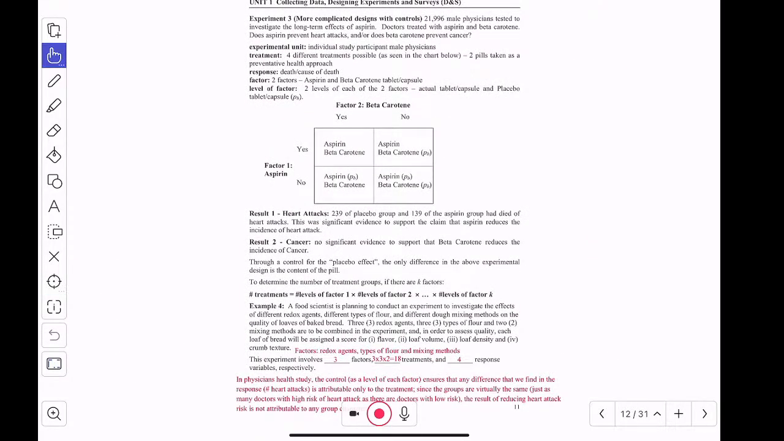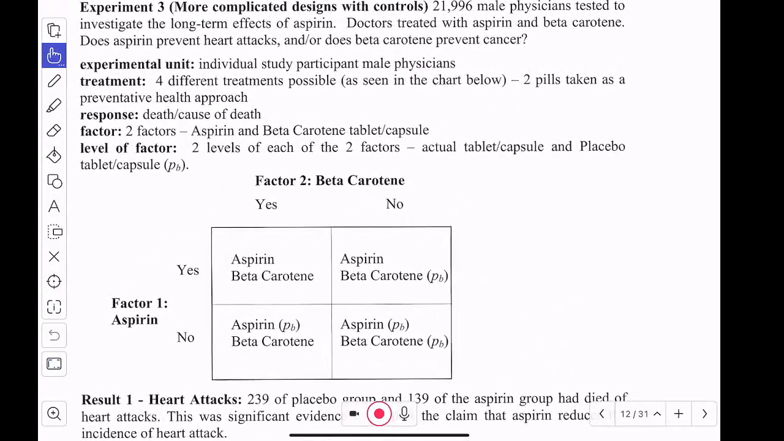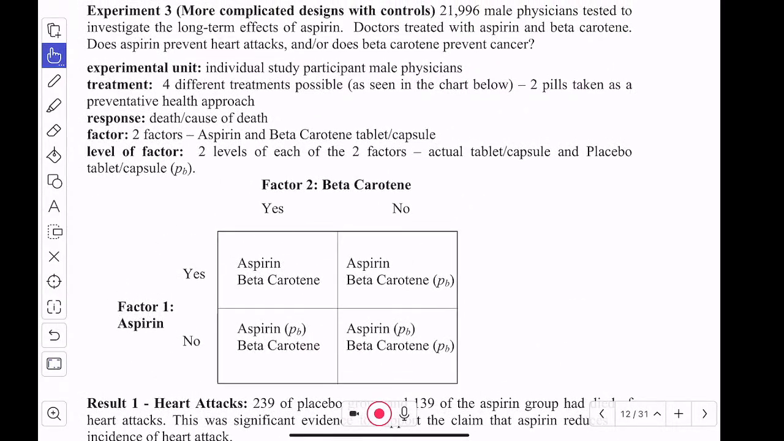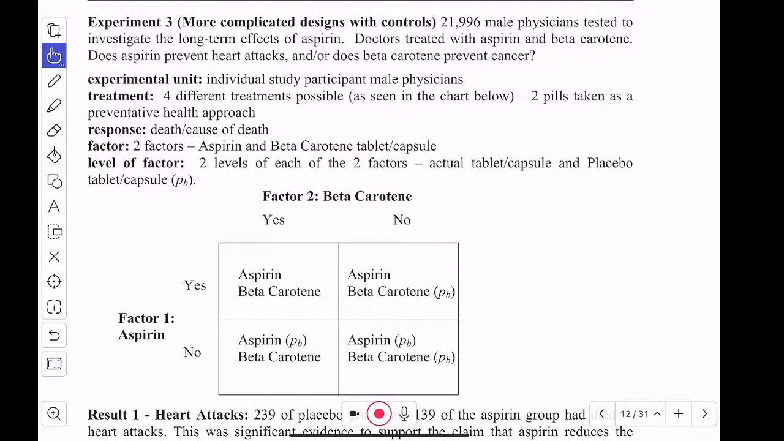So experiment 3. This is the one. It's a variation on the one you saw in the video, or was described in the video. In fact, the physicians' study looked at the effect of aspirin on reducing mortality due to heart attack at the same time that it studied the effect of beta-carotene on reducing mortality attributable to cancer.